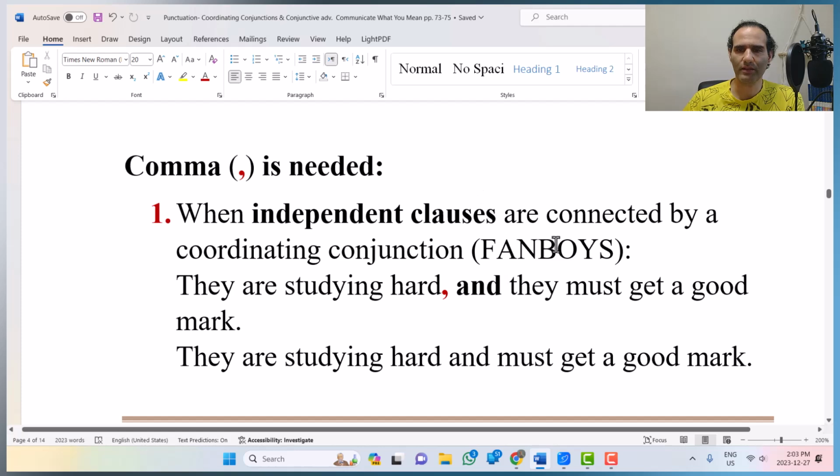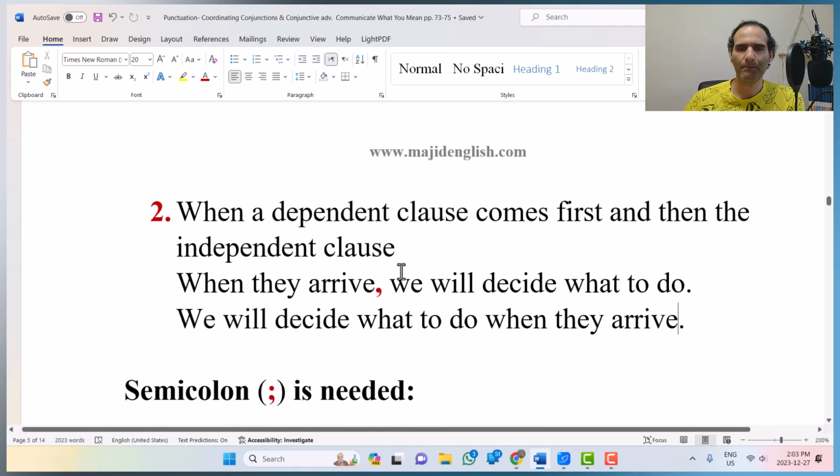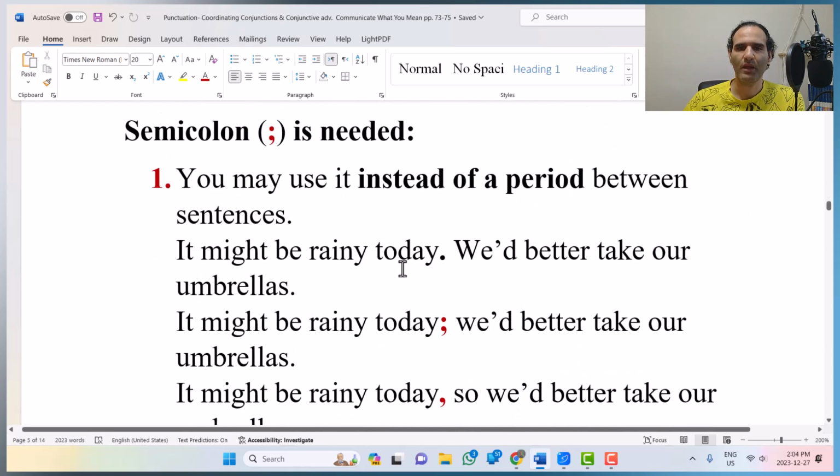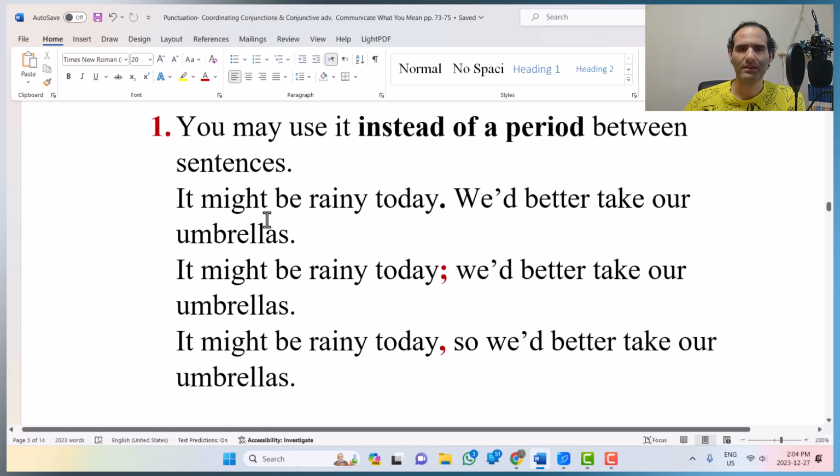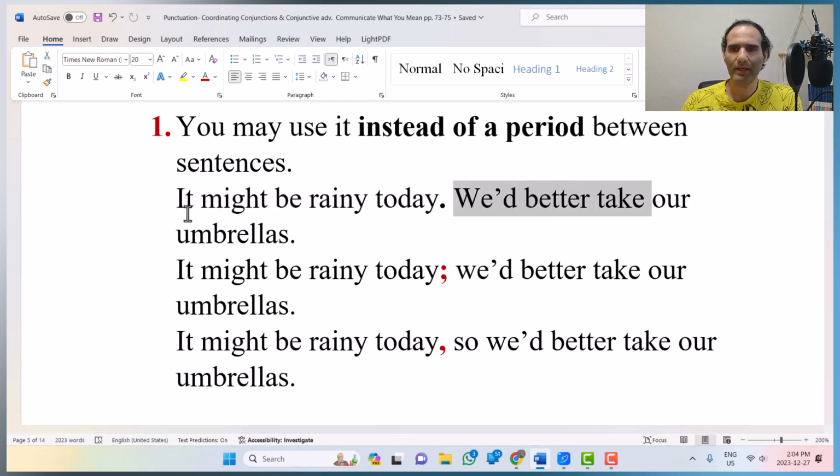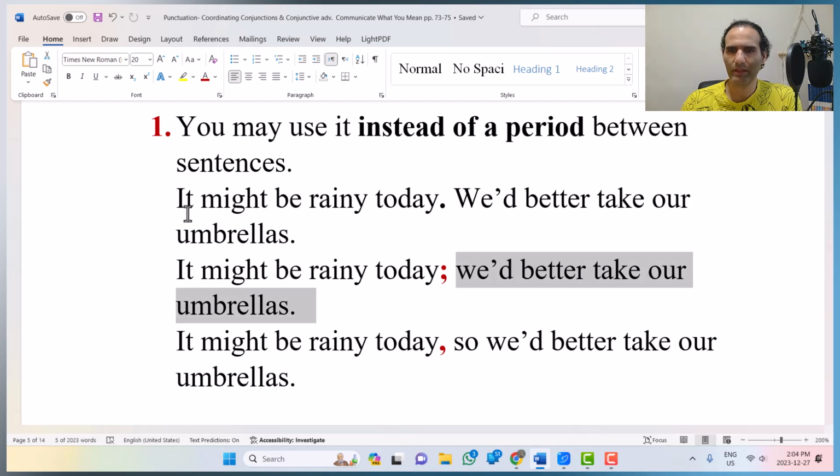Two independent clauses connected by a FANBOYS conjunction, or independent clause comes first, independent clause follows. What about a semicolon? Kind of weird, this. Very simple. Instead of a period, you can go for a semicolon. How? "It might be rainy today," independent clause, period. "We'd better take our umbrellas," independent clause. So instead of that period, we can go for a semicolon.